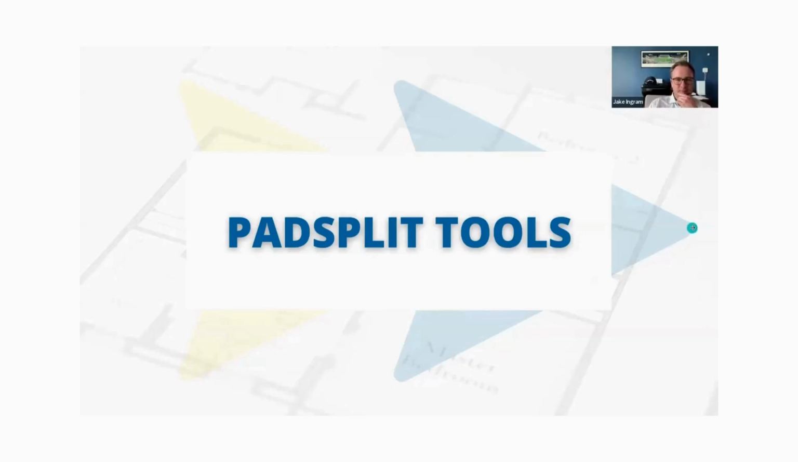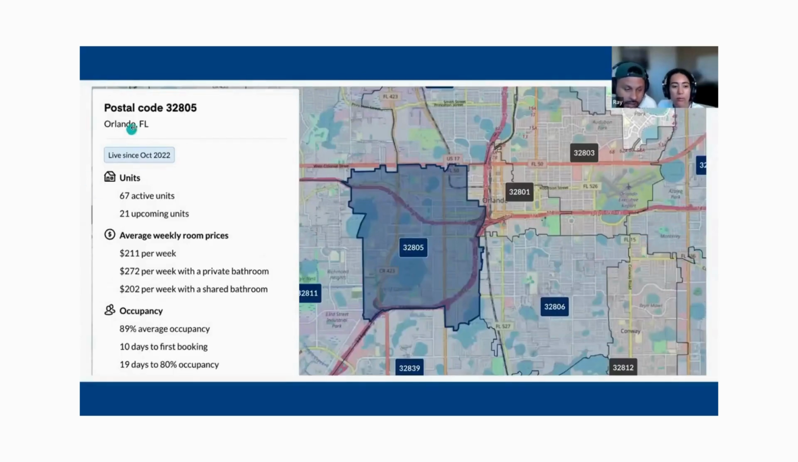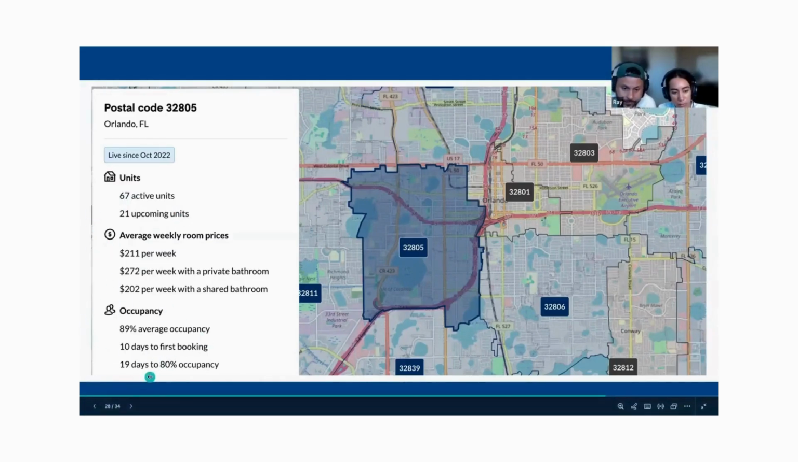Right. Okay. So Padsplit does have a lot of tools for you to utilize, and we educate you on the process of using those tools. This is an example of looking at the platform and looking at a specific zip code and now figuring out what your average weekly rate is, and then also for a private bathroom, what your weekly rate is. As well as how many units are in that zip code and how many units are upcoming, plus occupancy.